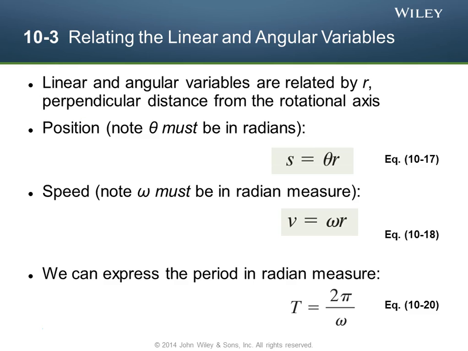So we need to remember how to transfer back and forth between linear quantities and angular quantities, and everything differs by a factor of r. So to get from s to theta or theta to s, we have to use the factor of r. Remember, s is our arc length or our linear displacement, whereas theta is the angular displacement. Same thing with v. If we want to find the linear velocity, multiply omega by r. And we know that the time it takes for one rotation is going to equal 2 pi divided by omega, or 2 pi divided by the angular velocity.